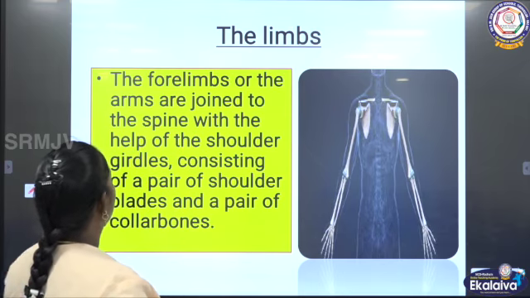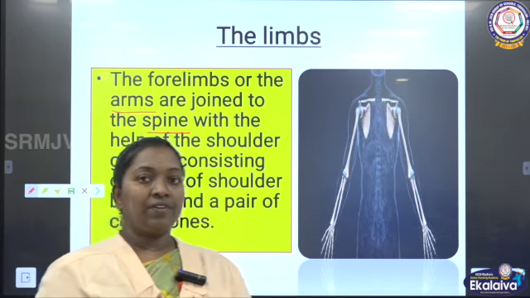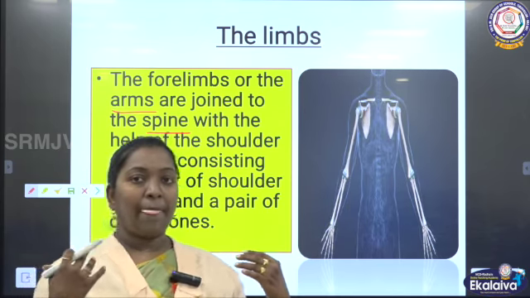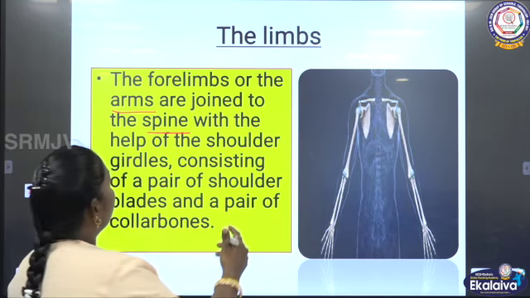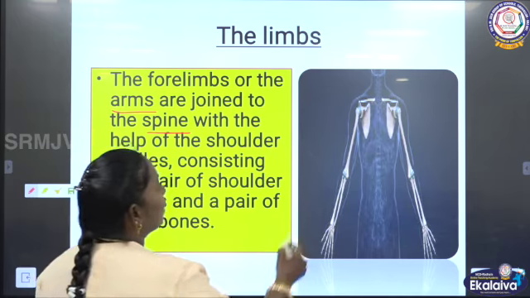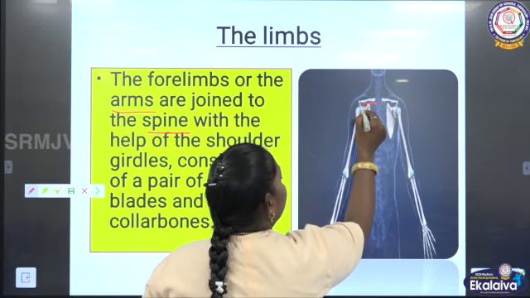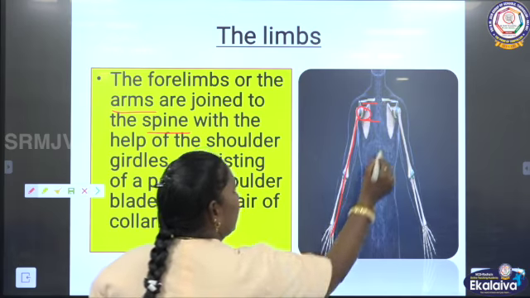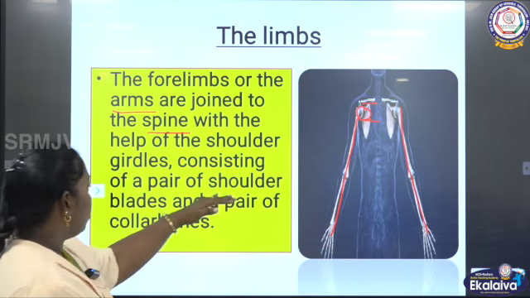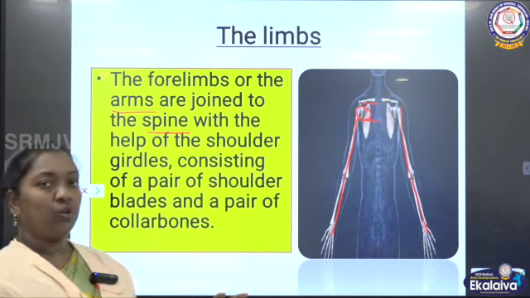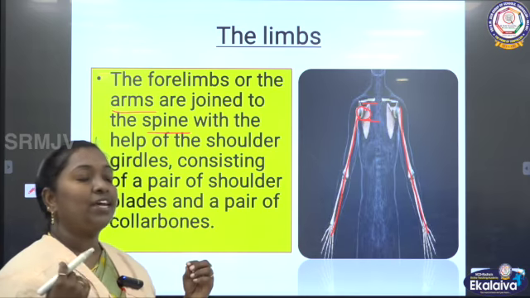The forelimbs, or the arms, are joined with the spine. The rib cage is also joined with the spine, the backbone, and here this is also joined with the spine with the help of the shoulder girdles. This is a shoulder girdle, this is a blade, this is the collarbone. With the help of the girdles, our arms are attached to the spine. It consists of a pair of shoulder blades and a pair of collarbones. With the help of these bones, our limbs are able to attach to the body.